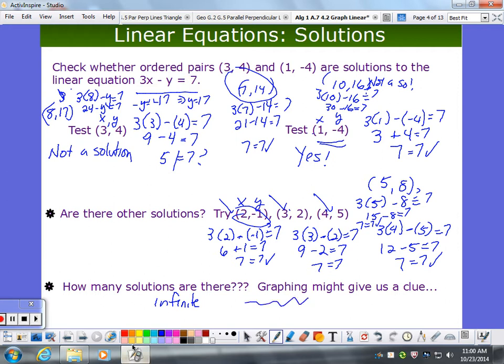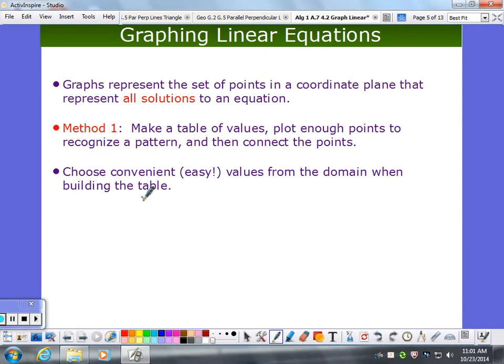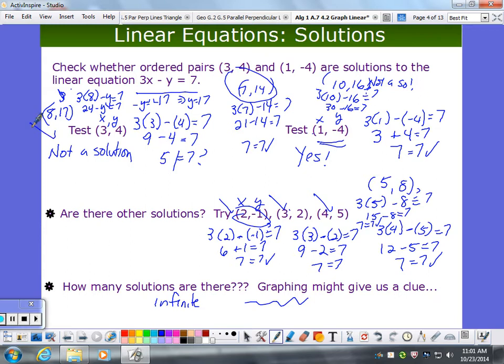Here's why we graph. Because I'm going to make a picture of all the solutions. Graphs represent all those ordered pairs that work in a given equation with an x and a y. That's what all those little points are. So we graph lines so we can see all the solutions to a linear equation. That's a really big idea. A graph of a line represents all these ordered pairs that work.